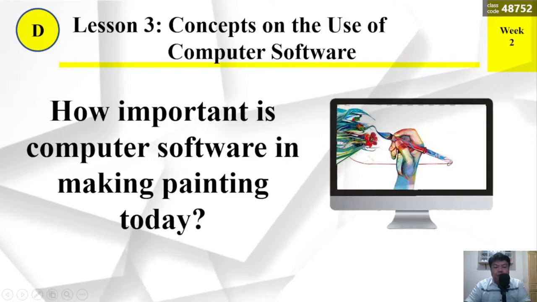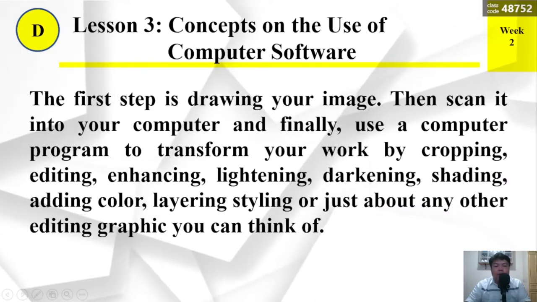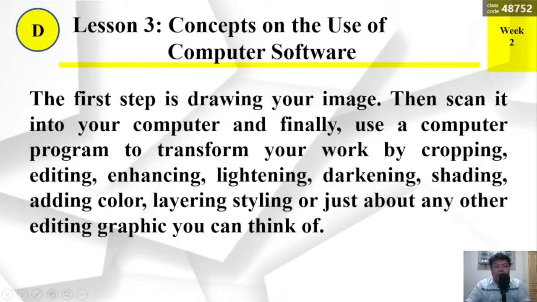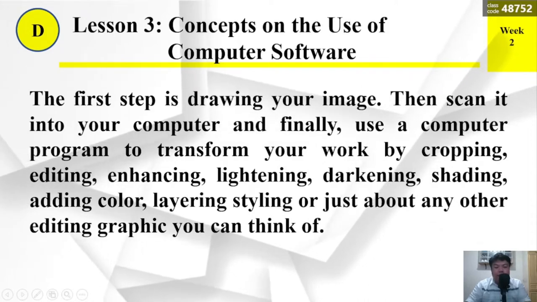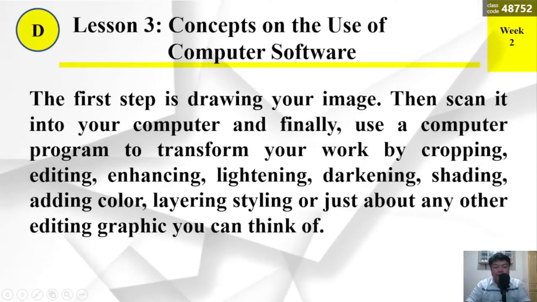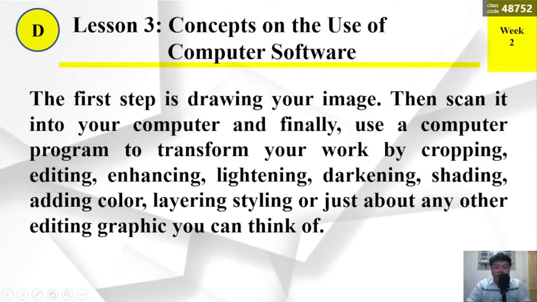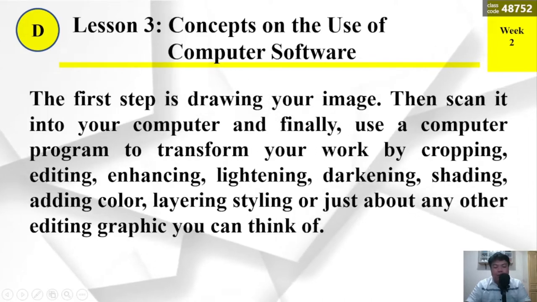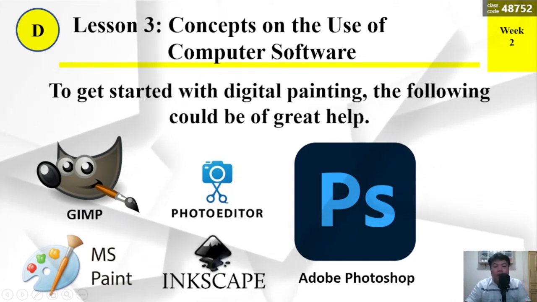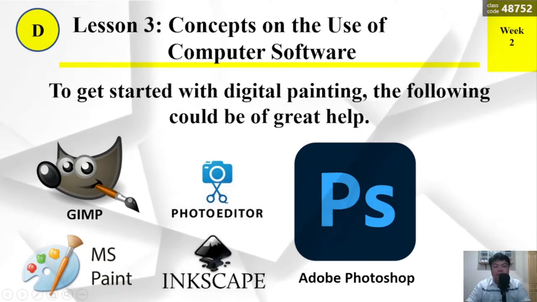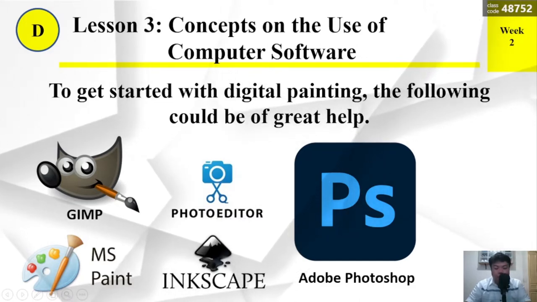How important is computer software in making paintings today? The first step is drawing your image. Then scan it into your computer, and finally, use a computer program to transform your work by cropping, editing, enhancing, lightening, darkening, shading, adding color, layering, styling, or just about any other editing graphic you can think of. To get started with digital painting, the following could be of great help. We have GIMP, Photo Editor, MS Paint, Inkscape, and Adobe Photoshop.